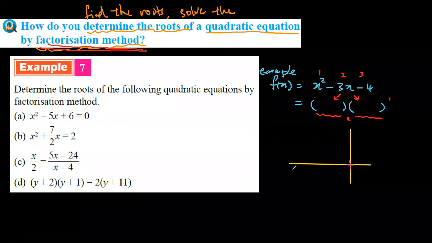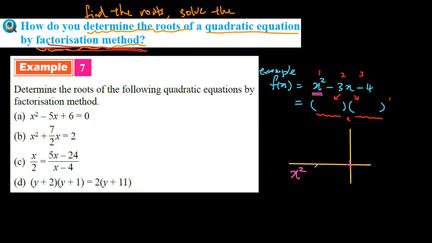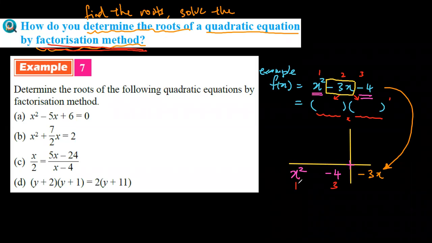For this part, we write down x squared first, and then we write down -4. The middle term, -3x, we write at the back. So we place this general form according to this way. The first term and the last term we put at the lower left column, and the second term we put at the lower right column.